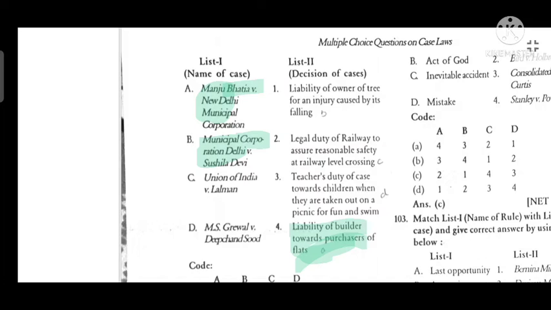Municipal Corporation of Delhi versus Susila Devi. Liability of owner of a tree for injury caused by its falling. Union of India versus Lakshman. Legal duty of the railway to ensure reasonable safety at a railway level crossing. M.S. Grewal versus Deep Chand Sood. Teacher's duty of care toward children when they were taken out on a picnic and swimming.